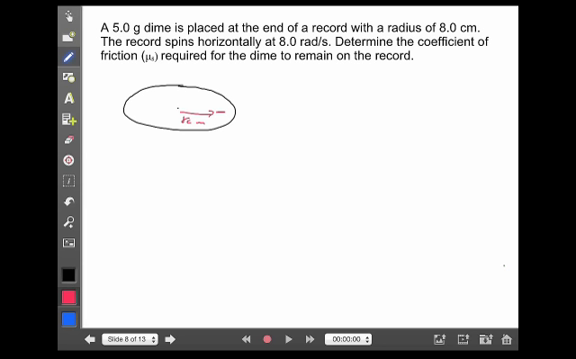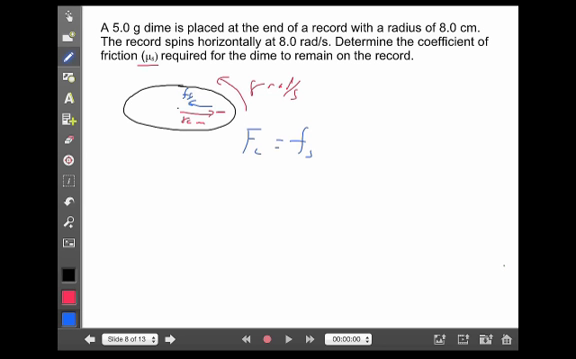The record is then spinning at 8 radians per second. And what I want to know is the minimum coefficient of static friction the dime needs to have in order to remain on the record. Okay, now again, for the dime to remain on the record, the friction has to act towards the center of the circle. So therefore, the friction is a centripetal force.